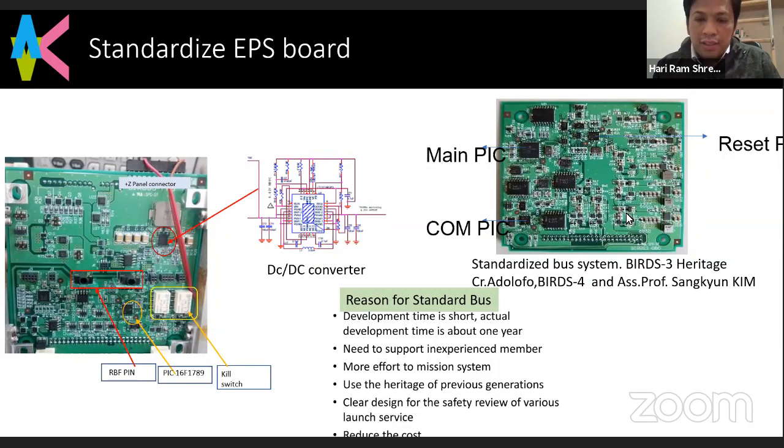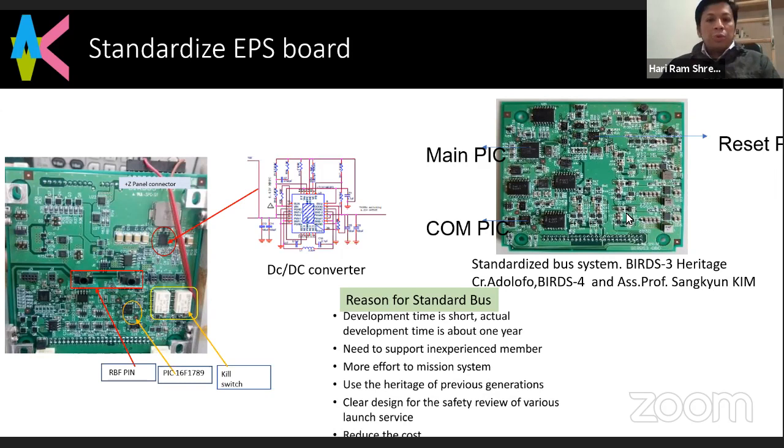This is the standardized EPS board. It is similar in BIRDS-3 and BIRDS-4, because BIRDS-3 is working properly in orbit, so BIRDS-4 also follows a similar board. We use the same standard board from BIRDS-3 to BIRDS-4 so the development time can be short. Actual development time is limited, and we cannot change anything, so it means it's okay.